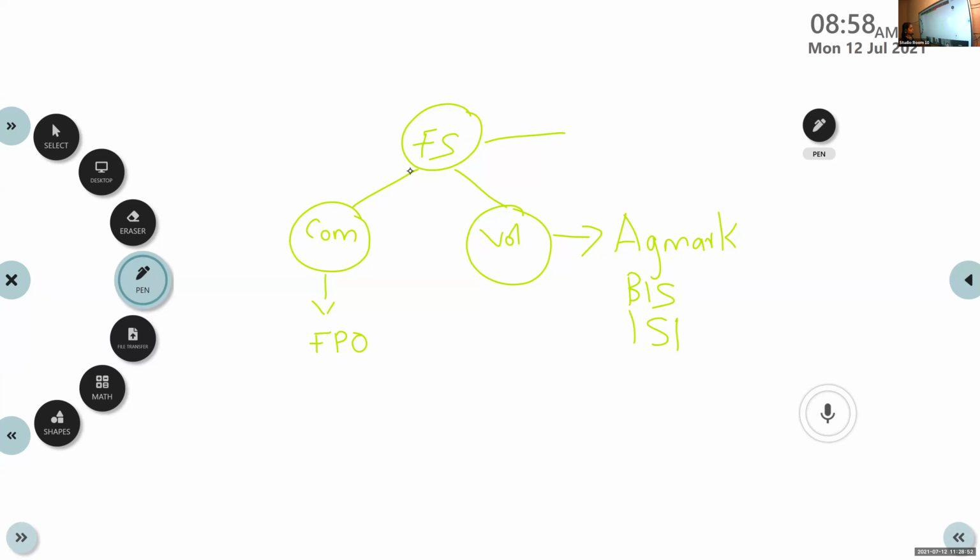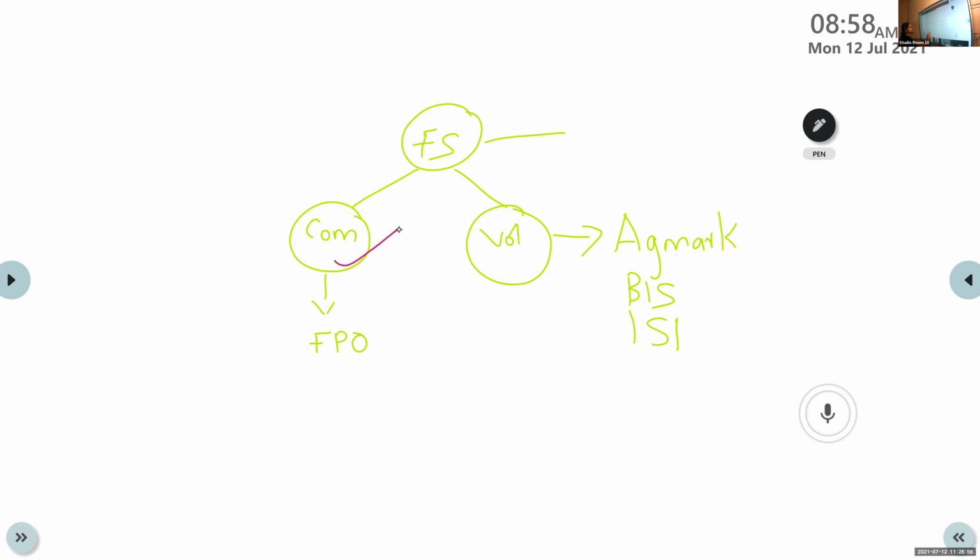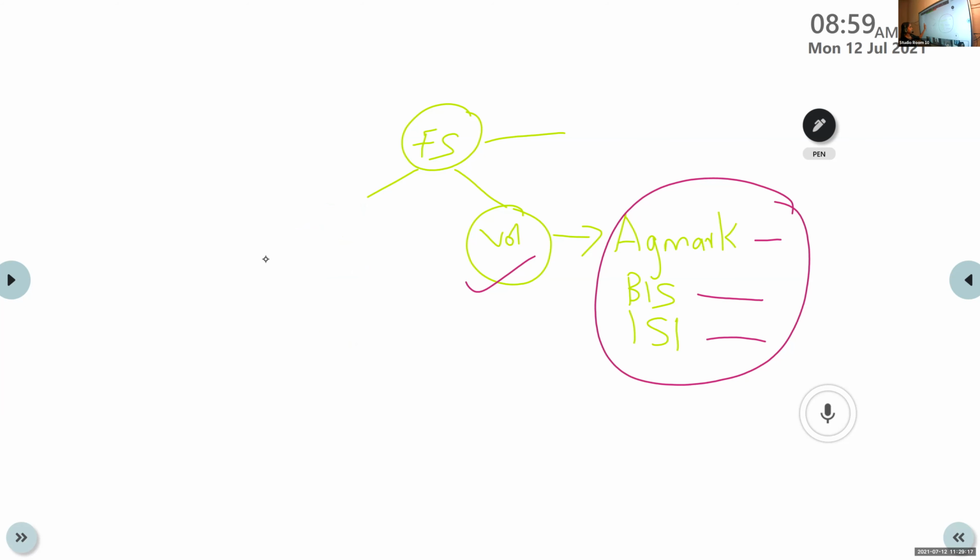I hope it's clear. Food standards are classified into two: compulsory standards and voluntary standards. Agmark, which is a certification mark, BIS and ISI, these three come under the voluntary food standards. So these are the voluntary standards. What about the compulsory standards?